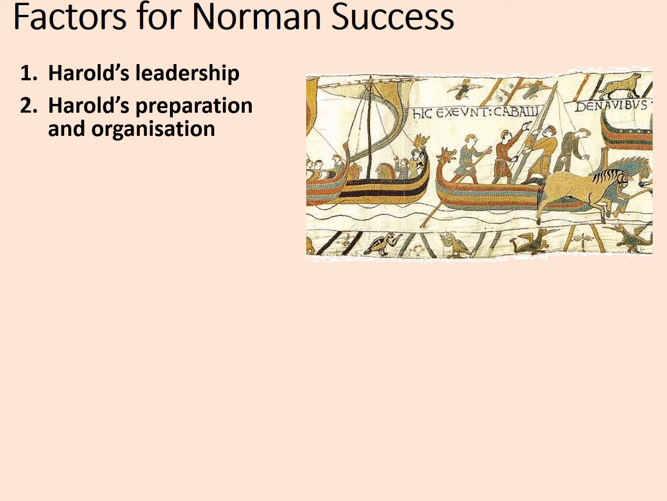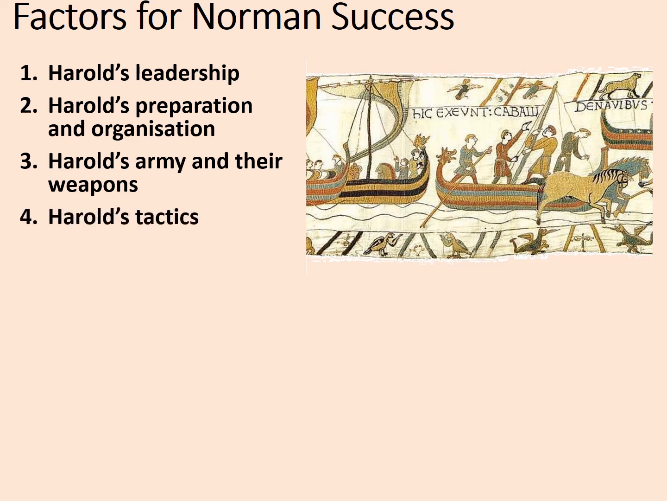Then there's Harold's preparation and organisation. He had rushed to Hastings to confront William because Harold had realised that it was surprise that was almost decisive at the Battle of Stamford Bridge, and he wanted to replicate that success. But instead, he hadn't prepared properly and had not gathered enough men. His army and their troops were of high quality at times, but because he had lost so many well-trained men at Stamford Bridge, he had to rely on only partially trained and partially equipped fyrd soldiers, as well as his trained housecarls and thanes. His tactics could also be called into question.